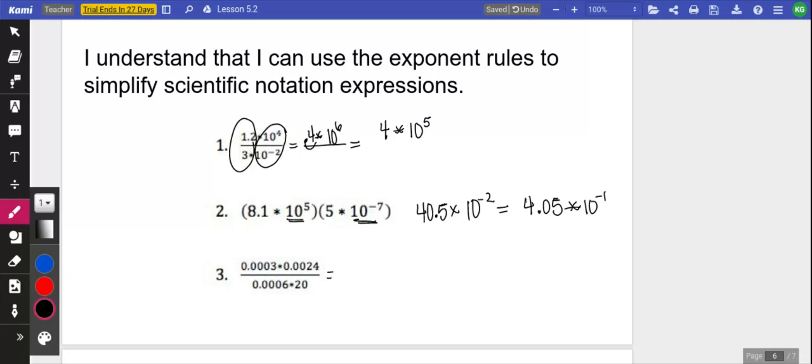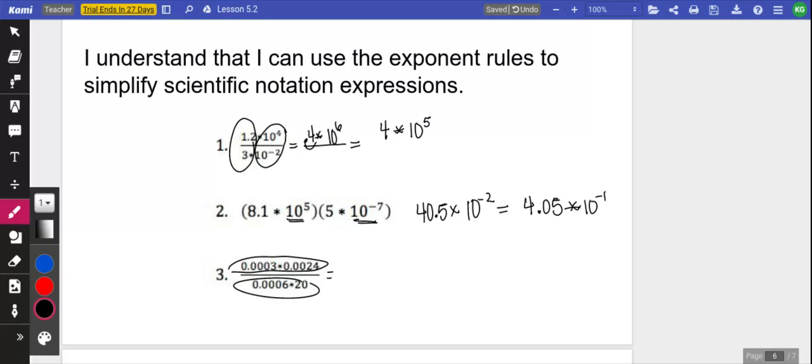On number 3, what I'm actually going to do is just figure out what this divided by this is in my calculator. So parenthesis 0.0003 times 0.0024, close, divided by open, 0.0006 times 20.